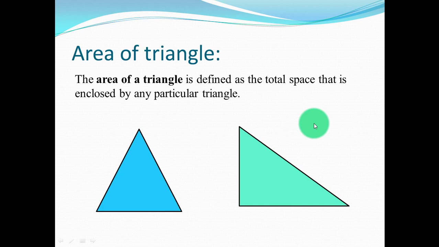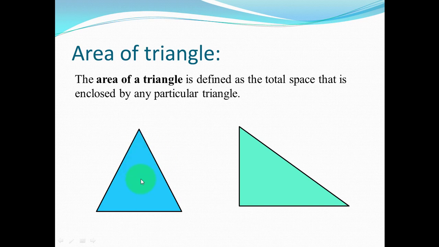Let's see. Now we are talking about the area of a triangle. How can we find the area of a triangle? The area of a triangle is defined as the total space that is enclosed by any particular triangle. In the beginning of the lecture, we defined what is area. Area is actually a space which is enclosed in a 2D surface. A triangle is also a 2D surface, and so the area of a triangle is the space enclosed in the triangle.